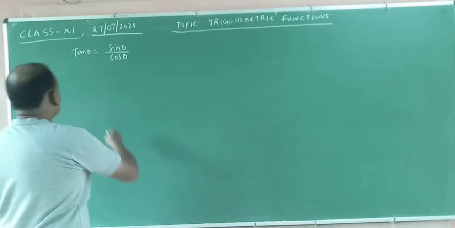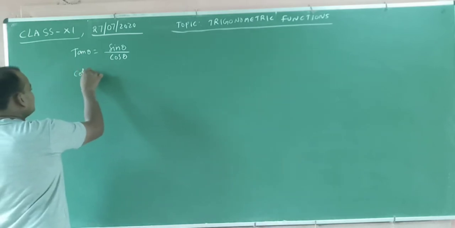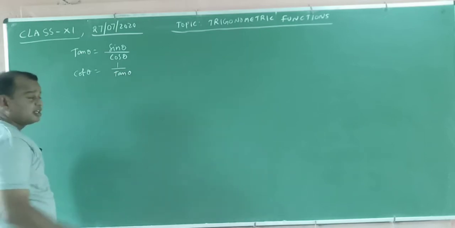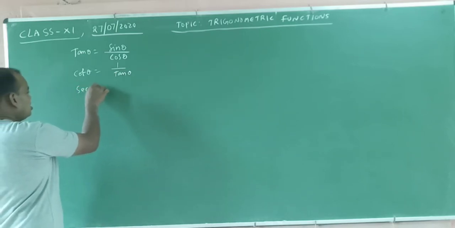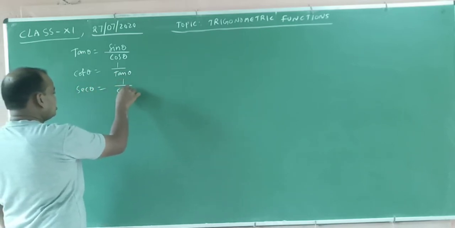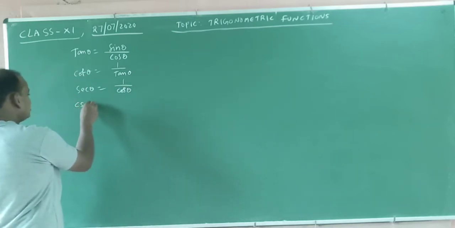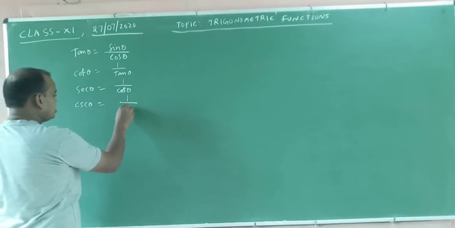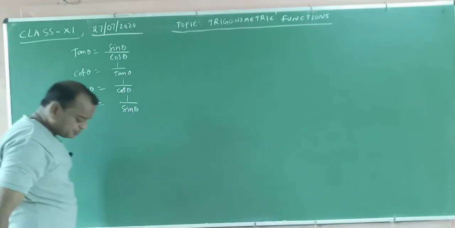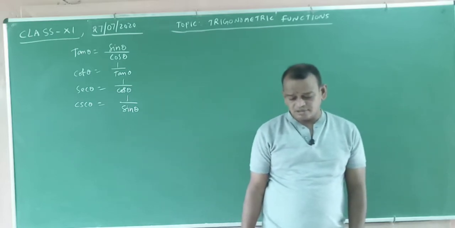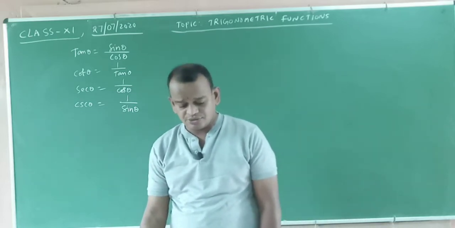Next, cot theta, you know very well, is the reciprocal of tan theta, 1 by tan theta. No doubt at all. Secant theta is also the reciprocal of cos theta, 1 by cos theta. Remember, say yes or no. Next, cosecant theta is equal to the reciprocal of sin theta. Now we will find the trigonometric values for class 10 students and class 12 students.